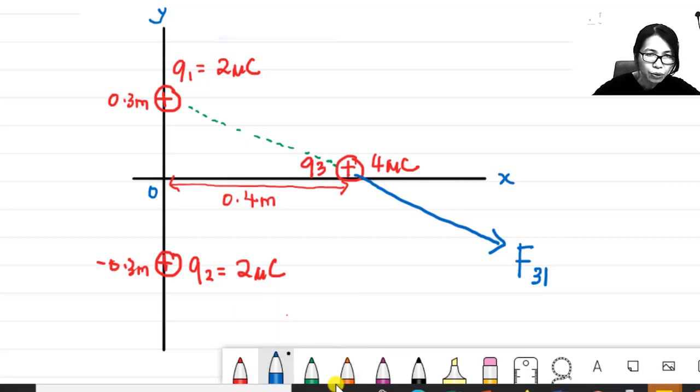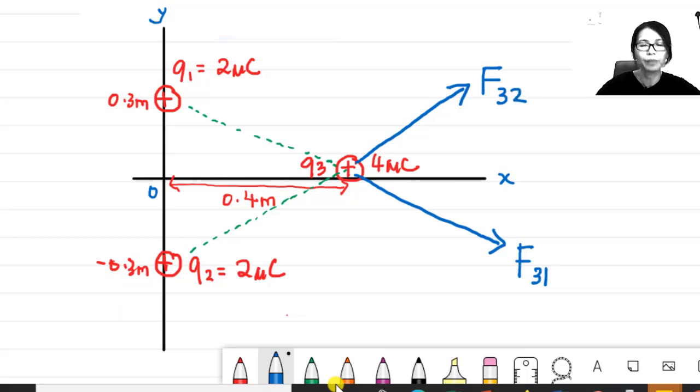Okay, pada masa yang sama, kita jangan lupa, Q3 akan rasa juga force daripada Q2. So this is the straight line joining the two charges. Q2 adalah positif, Q3 pun positif. So Q2 will repel Q3. So Q3 akan mengalami force ke atas ni lah, ditolak oleh Q2. So this is F32.